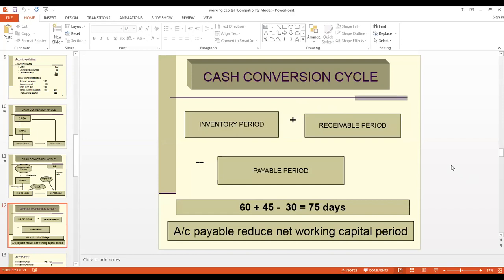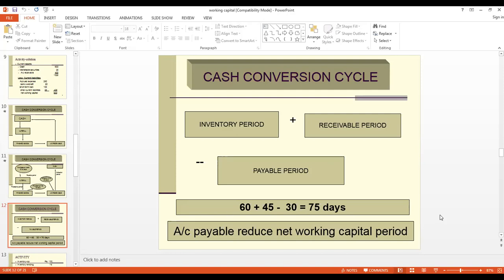Inventory period means how many days you are taking to convert raw material into finished product, or how much time stock will remain in your store. Receivable period means how much time your customers are taking to give you your money, or in simple words, how much collection time you are taking from your customers. Payable period means what time your suppliers are giving you.